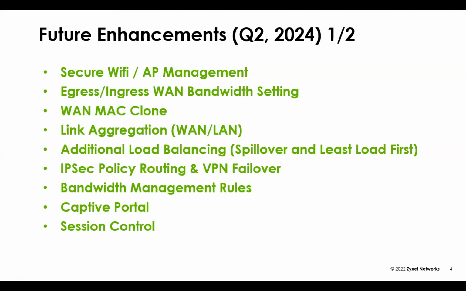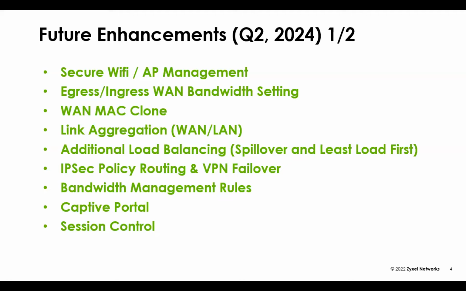Link aggregation, we will support link aggregation on both the WAN and the LAN of the USG Flex H series, and that will be next year in Q2 of 2024. Now, going back to the egress and ingress bandwidth settings, we do have load balancing algorithms, but right now we only support weighted round robin. Basically, with weighted round robin, it looks at the different settings for your WAN ports, and it will divvy up the packets accordingly based off the WAN speed. What we do not support right now is spillover and least load first.